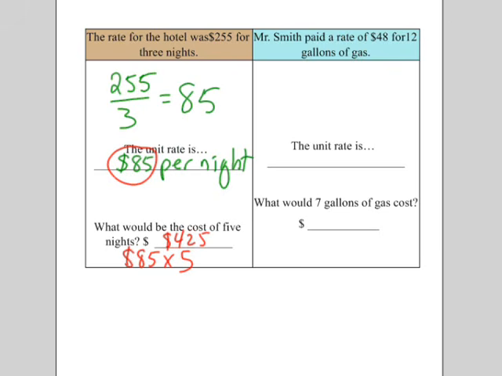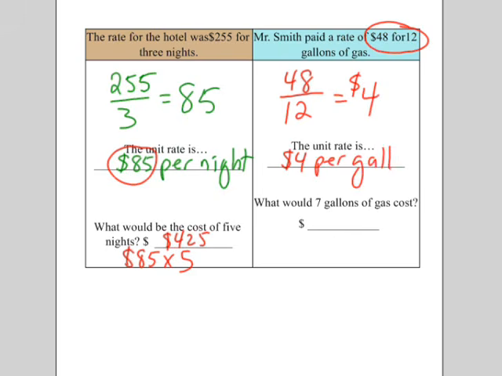Okay, what about this next example? Mr. Smith paid a rate of $48 for 12 gallons of gas. What would be the unit rate? So this is the rate. What would be the rate for 1 gallon, for 1 item? So if you take $48 and divide it by 12, you get 4. So the unit rate would be $4 per gallon, for 1 gallon, a unit rate. And again, you'll notice money is listed first.